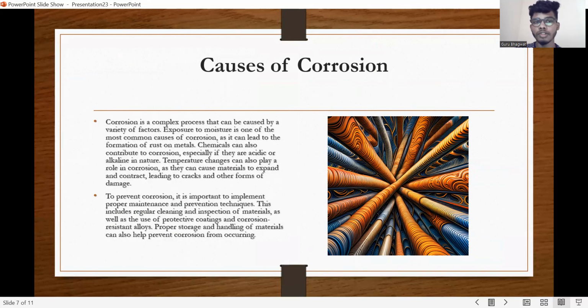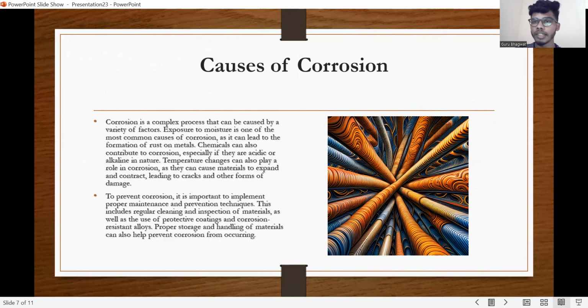Temperature changes can also play a role in corrosion, because when the temperature changes, the moisture and other conditions change. This can cause material to expand and contract, leading to cracks and other forms of damage to the metal. To prevent all this corrosion, it is important to implement proper maintenance and prevention techniques.